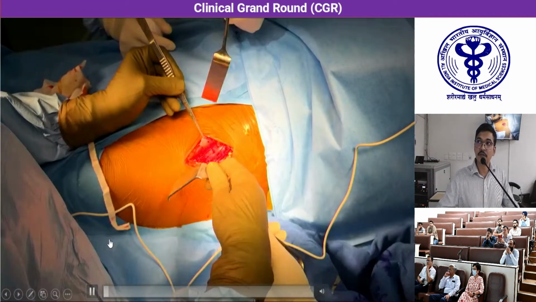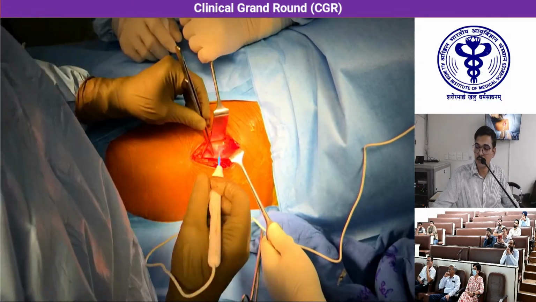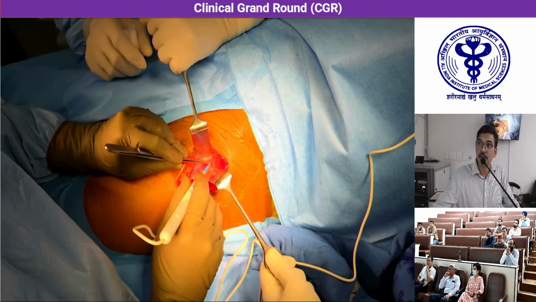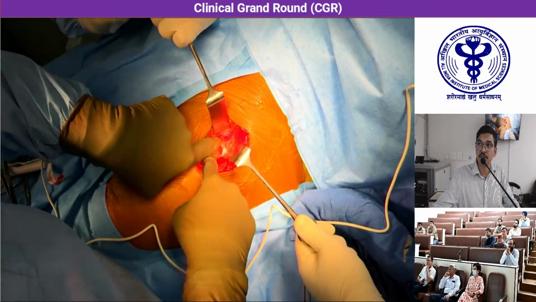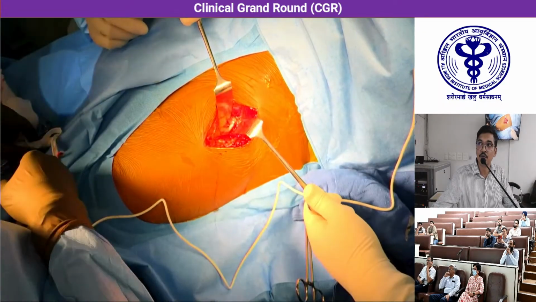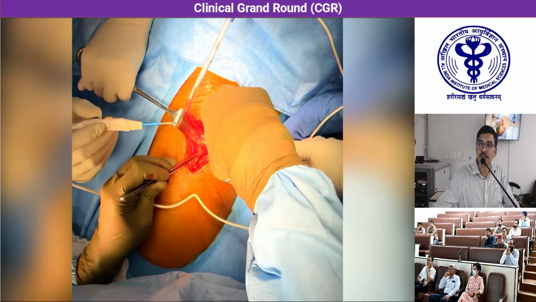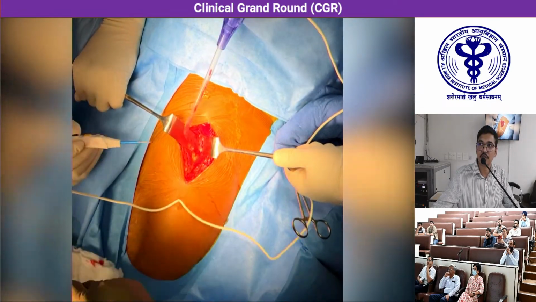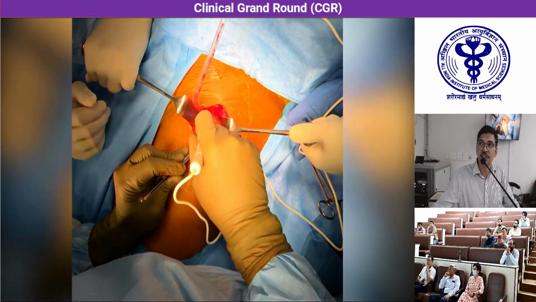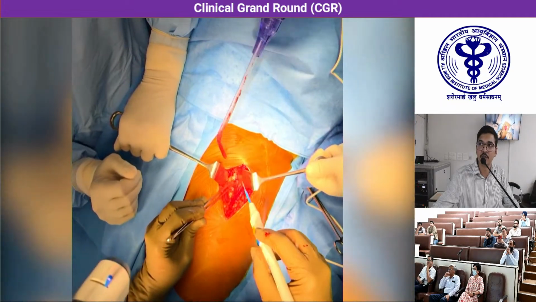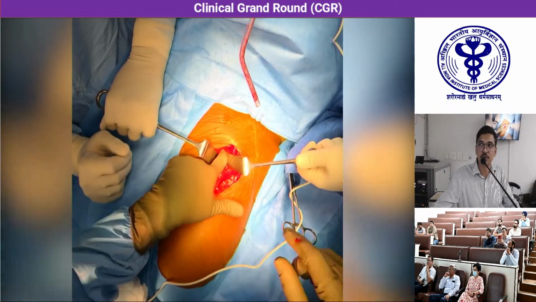So if I'm demonstrating this approach, this is the TFL which has been retracted laterally. If you see here, deep is the tensor fascia. This muscle is retracted medially, and then you have these small vessels, which are the branches of the lateral circumflex femoral artery. You just ligate or cauterize these vessels, and directly you land up in the front part of the hip. If you see here, this is the fat pad, the anterior fat pad. If you excise this fat pad, you directly land up in the joint.